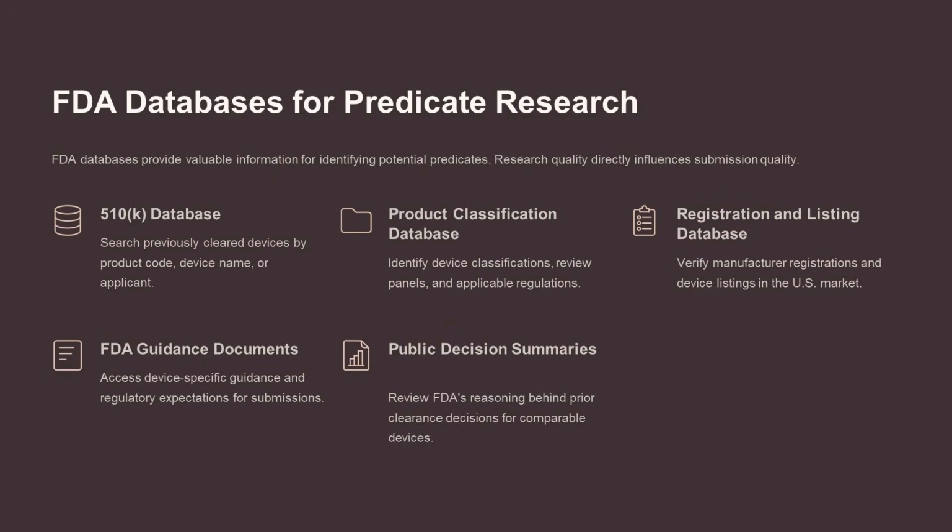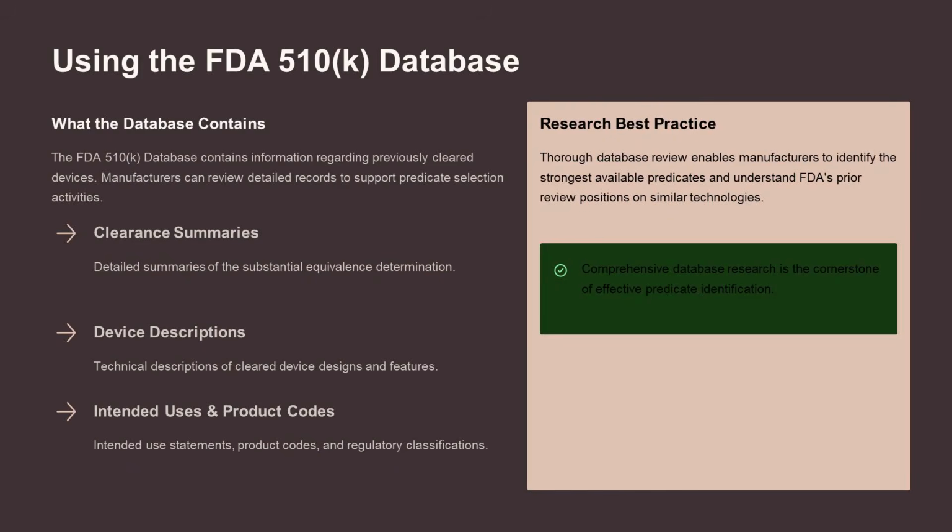FDA databases provide essential information for identifying potential predicates. Utilizing resources like the 510(k) database, product classification, and registration databases enhances submission quality by offering detailed insights into previously cleared devices. The FDA 510(k) database contains vital information on previously cleared devices, aiding in predicate selection.